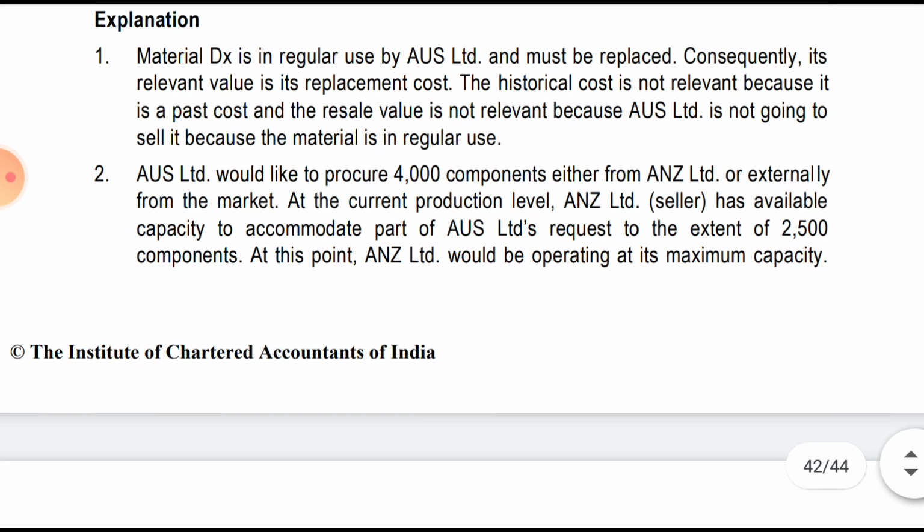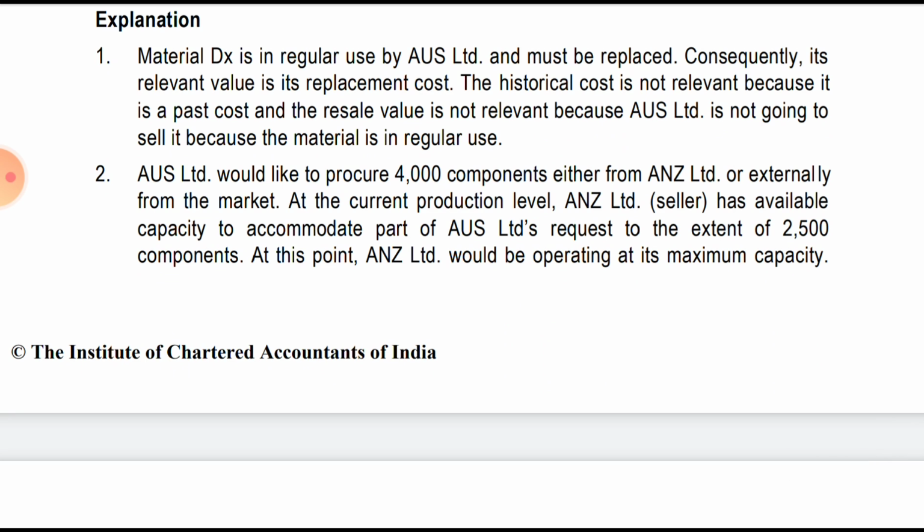Then for the component, note 2: AUS Limited would like to produce 4,000 components either from ANZ or externally from the market. At the current production level, ANZ has available capacity to accommodate the parts AUS Limited requests to the extent of 2,500 components. So ANZ has 2,500 components. At this point, ANZ would be operating at its maximum capacity.